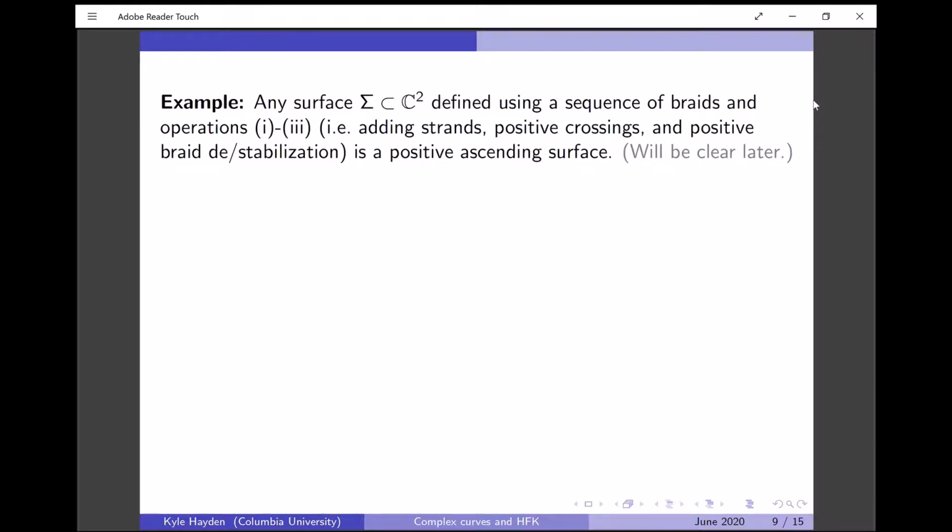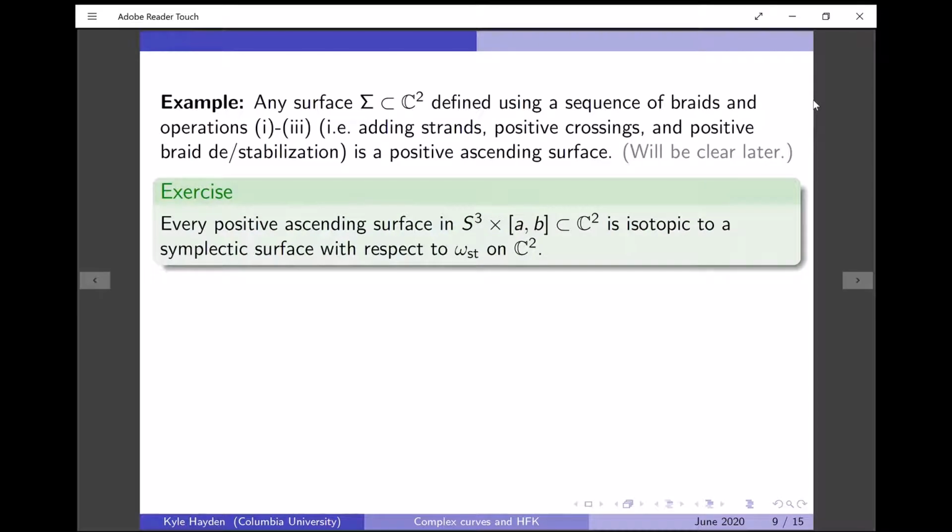But another useful fact, as an exercise: every positive ascending surface in a thickened 3-sphere in C2 is isotopic to a symplectic surface with respect to the standard symplectic form on C2. The key point is that you may need to dilate to stretch radially the surface, but eventually you can always make it symplectic.